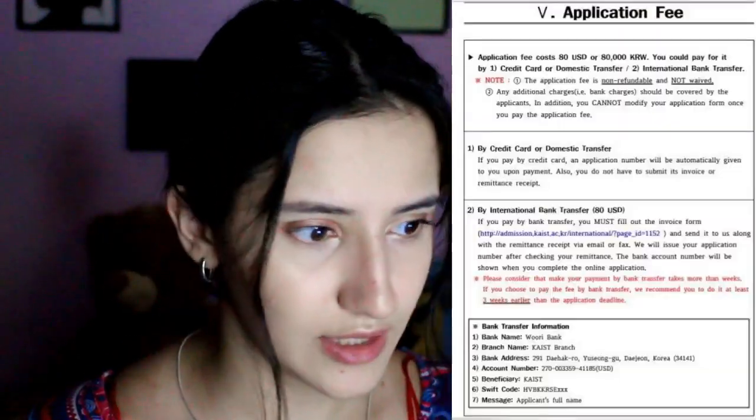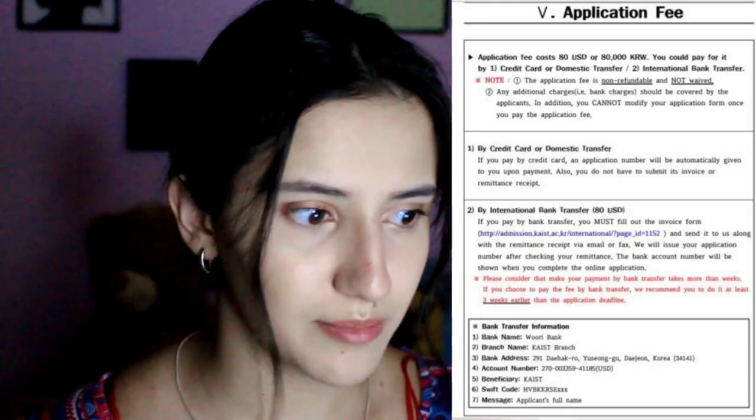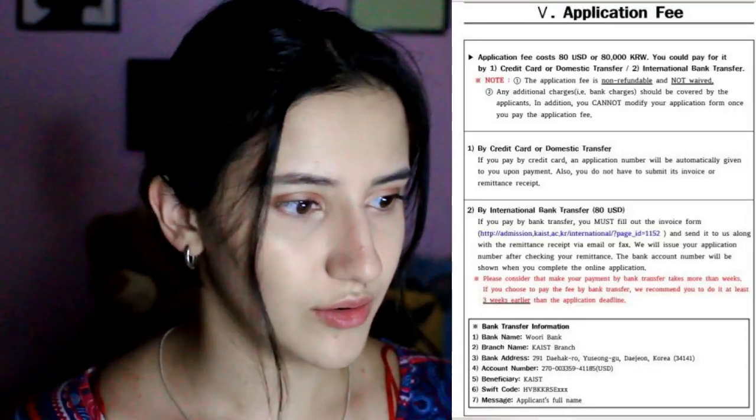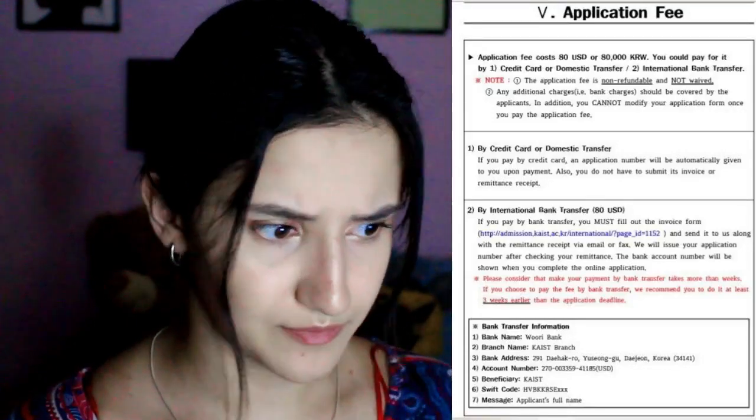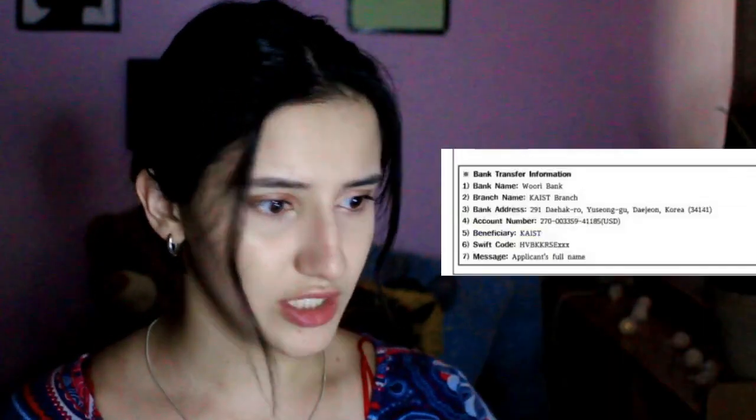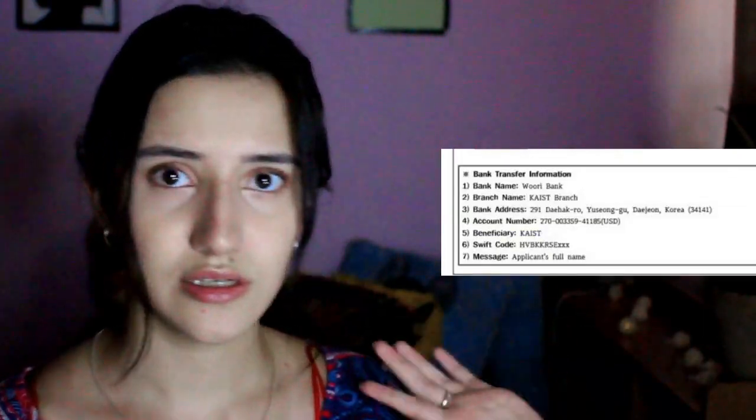The application fee is $80. You can pay by credit card or domestic transfer or by international bank transfer. And here's the bank transfer information. The screenshot. I think that's all.